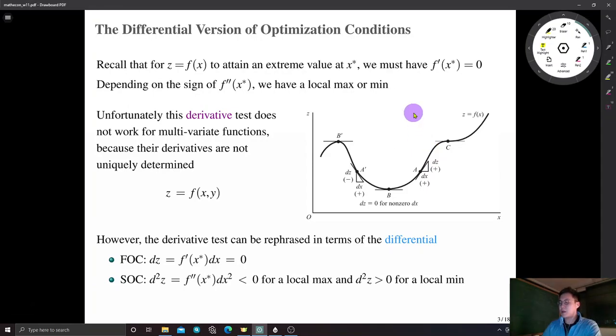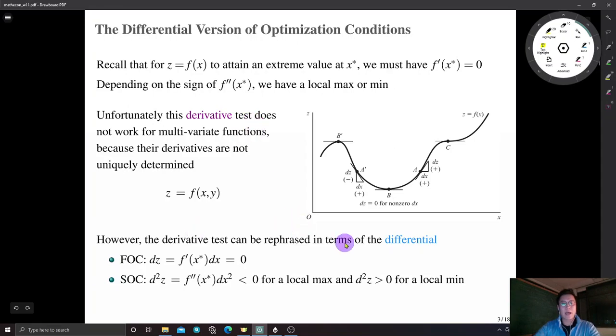Now we attempt to extend this theory to multivariate functions. Okay? But unfortunately, this derivative test does not work, because when a function depends on several variables, we have several derivatives, right? So when a function depends on x and y, we have two partial derivatives. At the very first glance, it is unclear with which derivative we have to work. We may have to work with the partial with respect to x, or the other partial derivative, the partial with respect to y. So we have to modify this derivative test, okay?